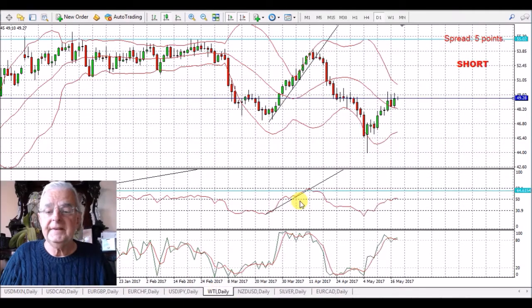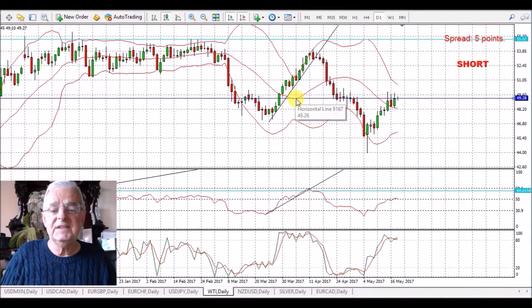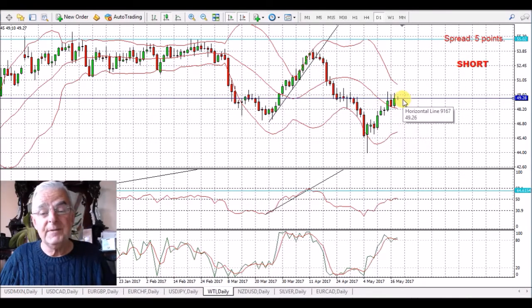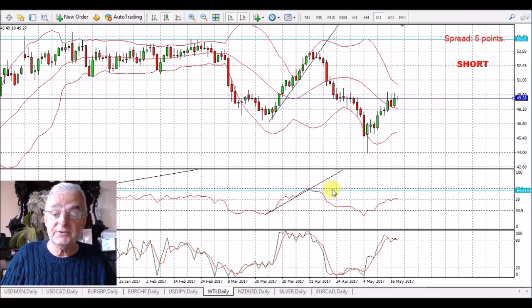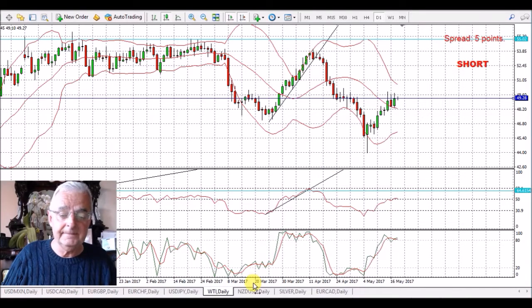Oil, you've got resistance here, and it's been sort of flagging across here the last few days. I'm expecting this to break and for the oil price to go up. I hope it gets up to this blue line. If it does, I might short it again.